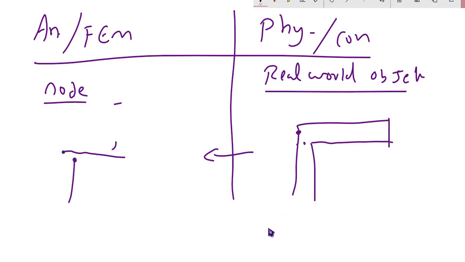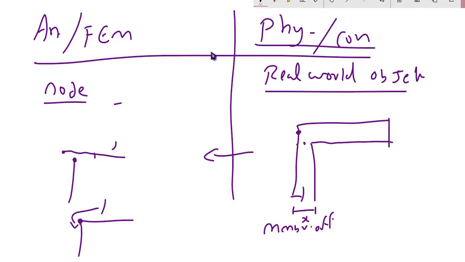So the software provides a member offset, seen in STAAD and all the other structure analyzing software. So we'll be offsetting this beam by half the width of the column here. So the column has width x, so we'll be offsetting by x by 2 right here, to transfer the load from beam to column here. Okay, so this is one way to convert a physical model into an analytical model. In the real world we'll be using the physical model, and in the software it'll be converted into an FEM model.